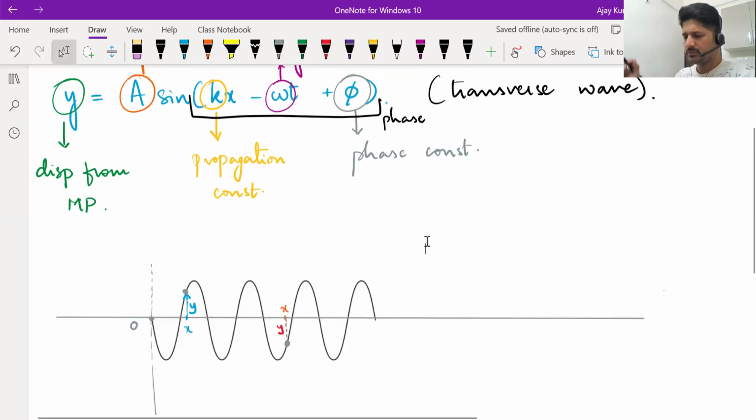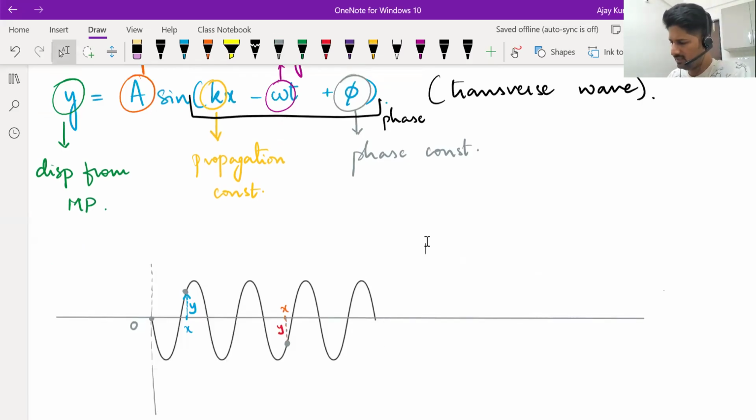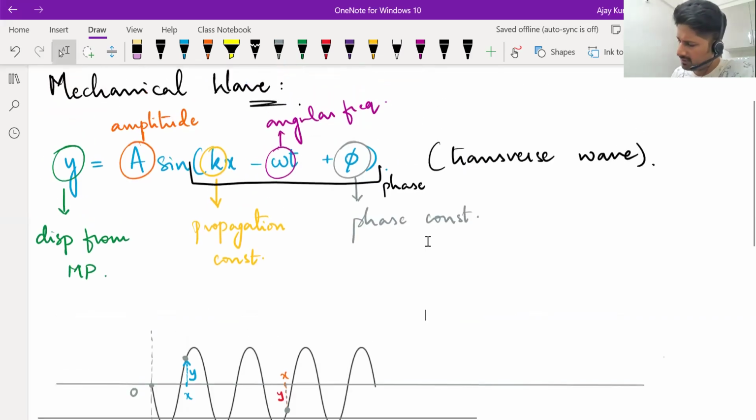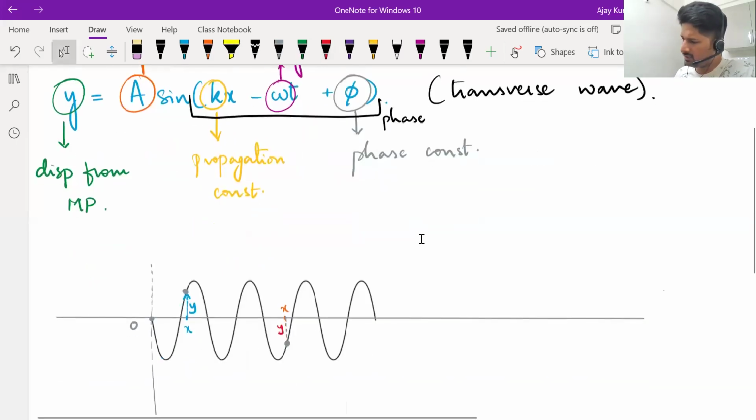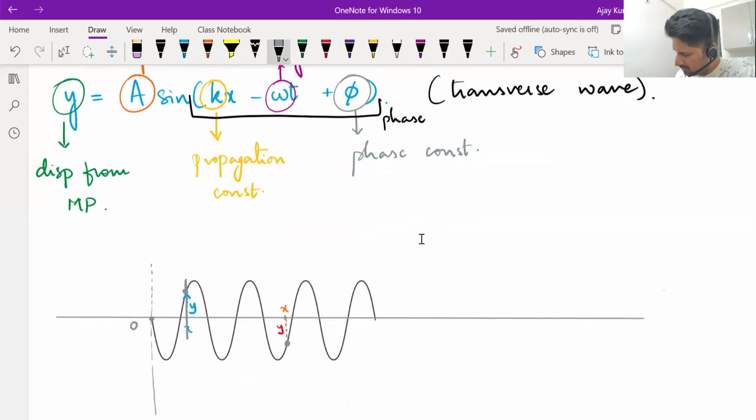And as the disturbance propagates forward, at a fixed x coordinate, at different times, we'll discuss that, you'll have different displacements. Obviously, this is a sinusoidal wave. So the particle at a particular x coordinate will keep oscillating up and down. They will execute simple harmonic motion. Fine. This particle oscillates up and down. That's what happens in a transverse wave. This particle also oscillates up and down.